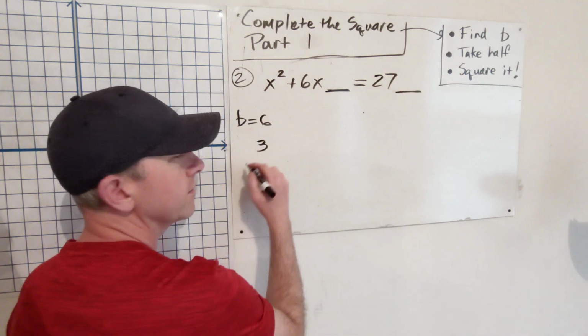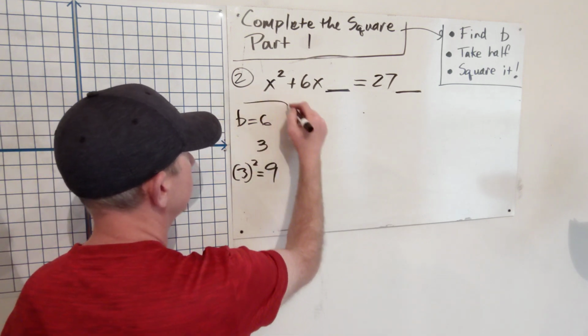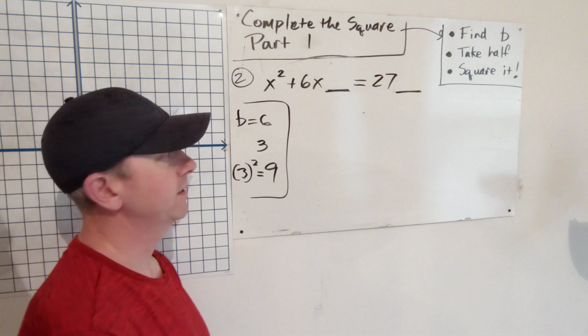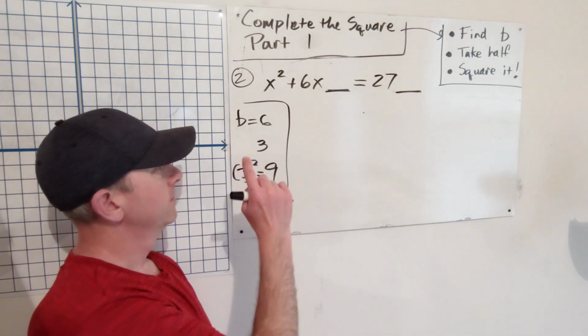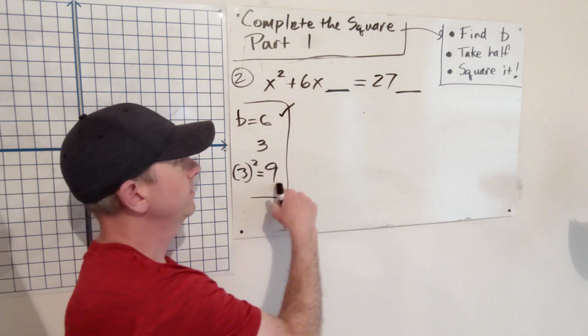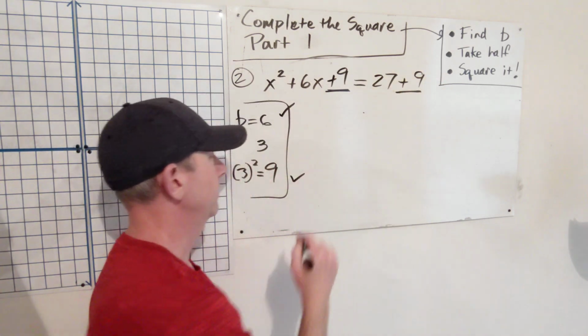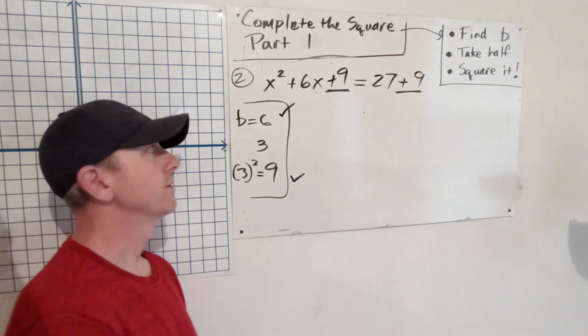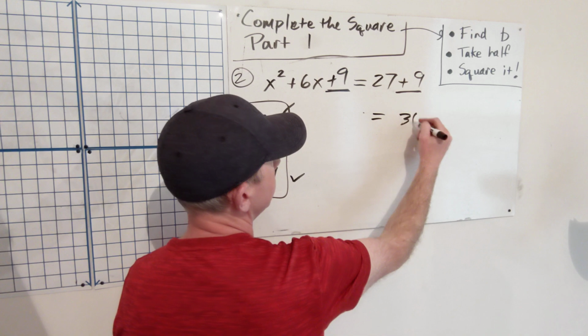Okay, and then 3 squared, that's how I get the last one, I get 9. So there's my 3 amigos, 3 musketeers, 3 little bears, whatever you want to remember them as. Okay, so we've already used this one. Now we're going to use the 9 to fill in the blank. So now we've used this one. Okay, and so now we're looking over here, we combine like terms, that's 36.